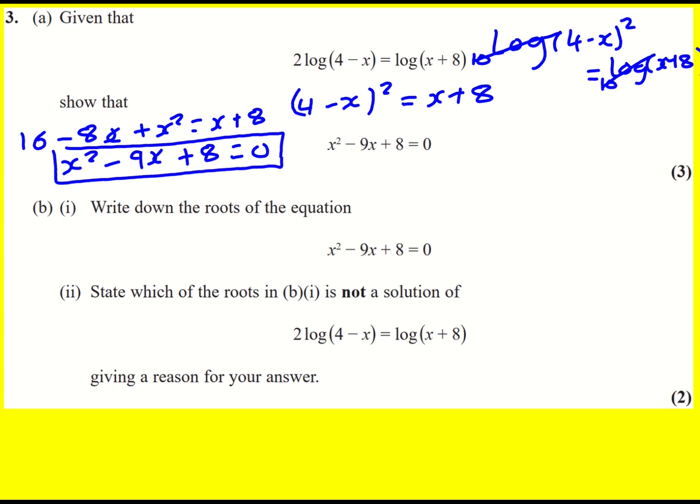Brilliant. Write down the roots of this equation. Okay, the same equation that we just derived. Well, we can factorize it. That's going to be the quickest thing to do. Use your calculator if you want, but it will factorize quite quickly. Minus 1 and minus 8. Therefore, the roots are 1 or 8.